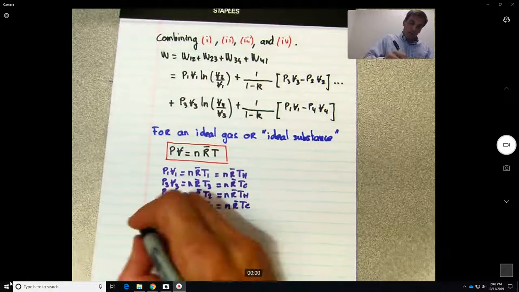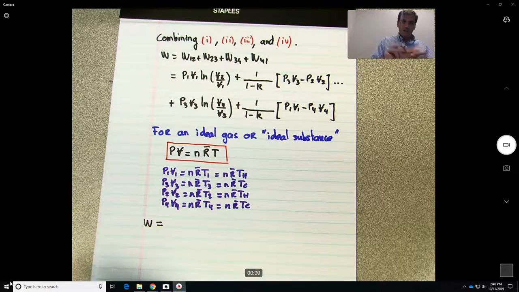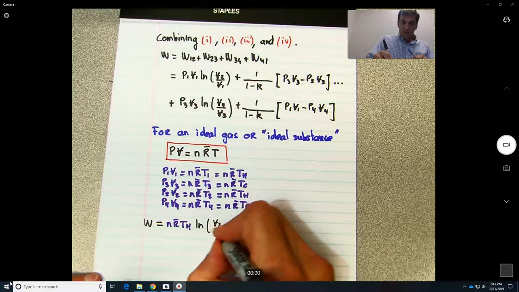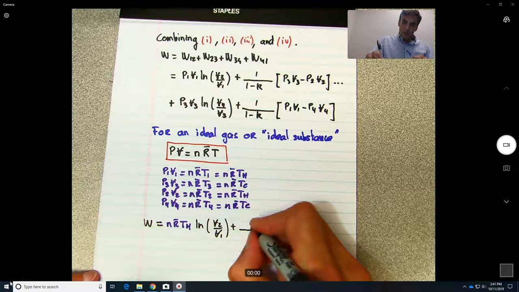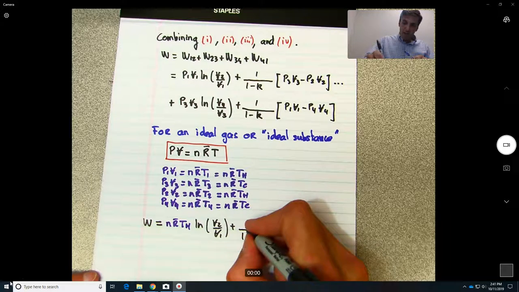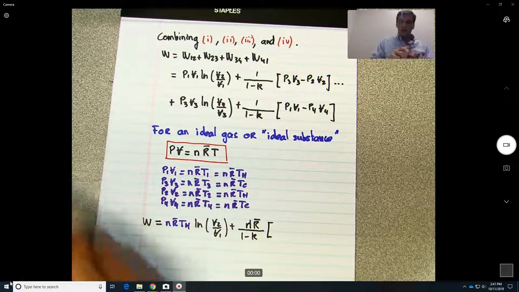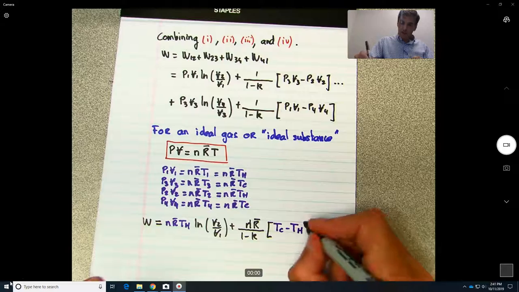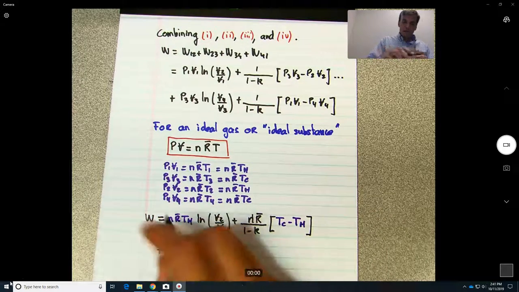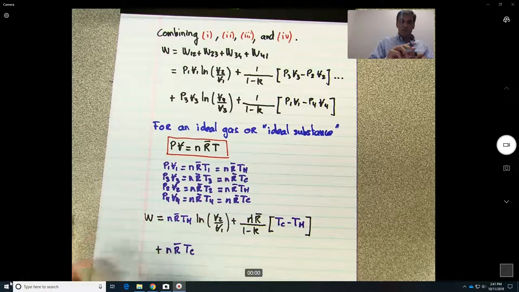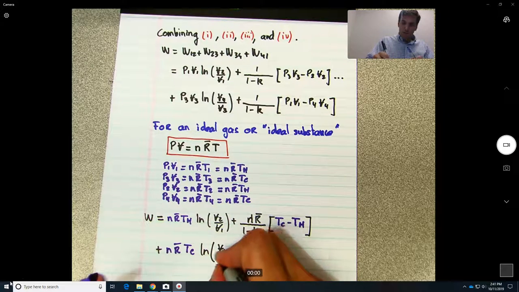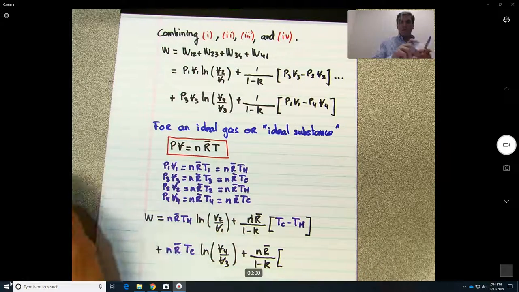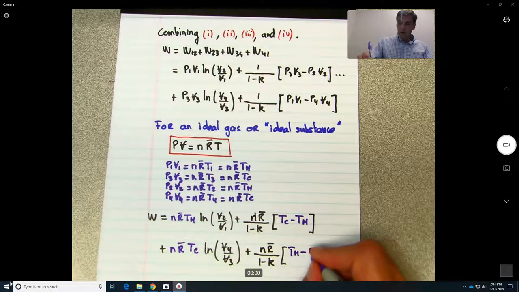What do we get? We're going to get that the work will be equal to what? n R T hot log V2 over V1 plus 1 divided by 1 minus K. So maybe I can put here the n R. And then here we have just T cold minus T hot. Then we have plus n R T cold log of V4 over V3 plus n R over 1 minus K of P1 V1 will be T hot minus T cold.